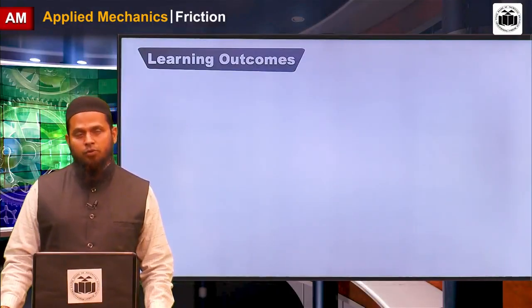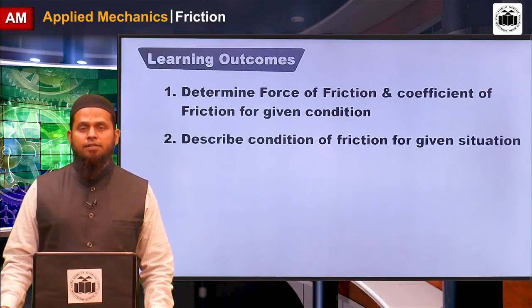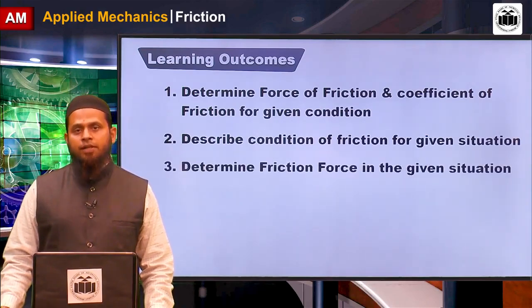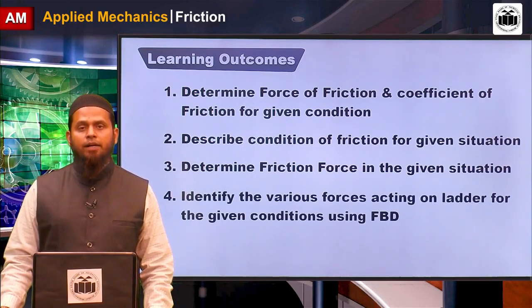There are four learning outcomes. First, determine the force of friction and coefficient of friction for a given condition. Describe the conditions of friction for a given situation. Determine the frictional force in the given situation on the block, and identify the various forces acting on the ladder with given conditions using FBD, free body diagram.